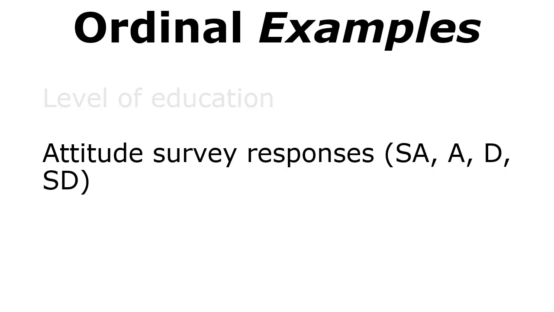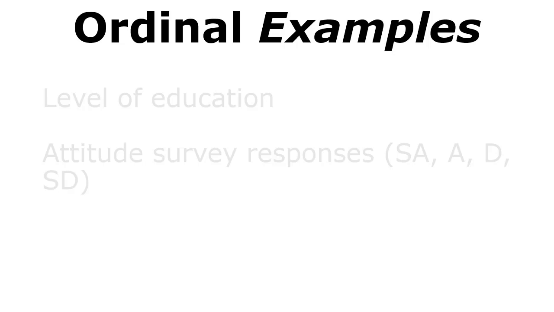This class is interesting. And they could rate it as strongly agree, which might be a 4, agree is a 3, disagree is a 2, and strongly disagree is a 1. But if you think about it, the difference between agree, which might be a 3, and disagree, which might be a 2, is conceptually probably very different from the difference between strongly agree, a 4, and an agree, which is a 3. So attitude survey responses are a very common form of ordinal data.